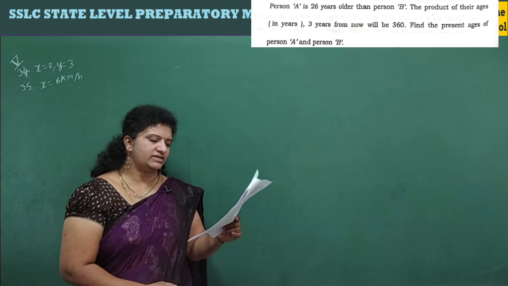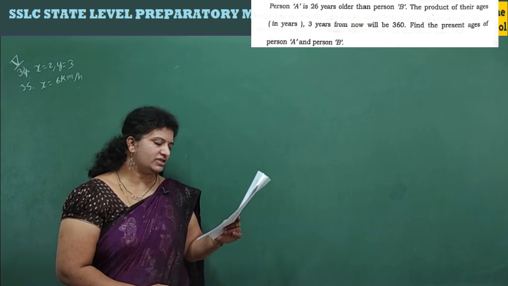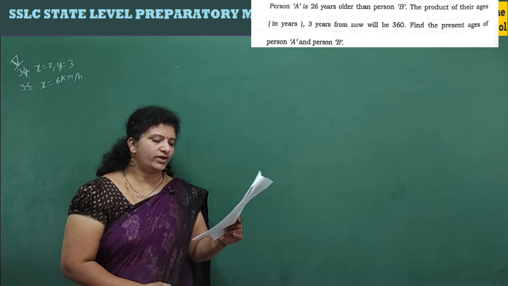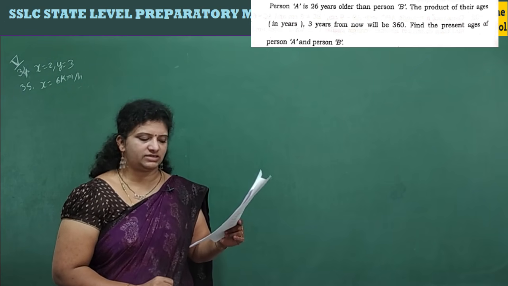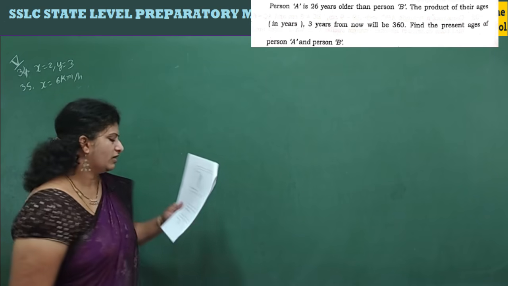For this problem, you have our question. Person A is 26 years older than person B. The product of their ages in years 3 years from now will be 360. Find the present ages of person A and person B.